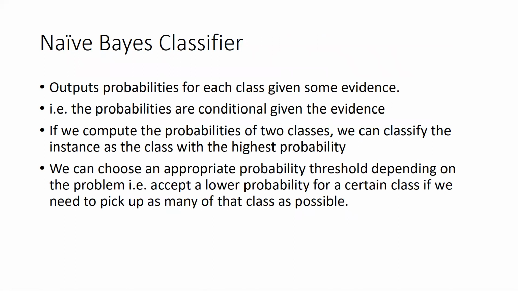So in summary, for a naive Bayes classifier, it outputs probabilities for each class given some evidence, and the probabilities are conditional given the evidence. If we compute the probabilities of two classes, we can classify the instance as one class or the other by simply looking at which has the highest probability. And we can choose an appropriate probability threshold depending on the problem, i.e., we can accept a lower probability for a certain class if we need to pick up as many cases as possible. We'll look into this problem a bit more, and do hyperparameter tuning and ROC analysis on Wednesday morning.